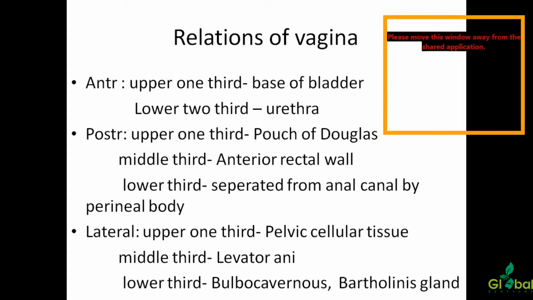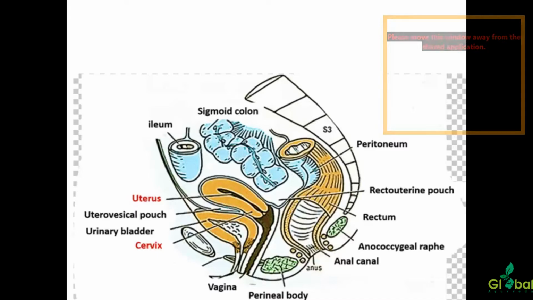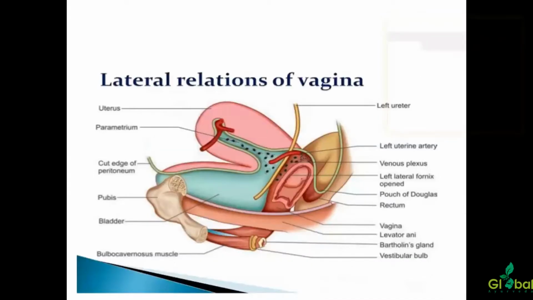Laterally, the upper one third is related to pelvic cellular tissue, the middle third to levator ani, and the lower third to bulbocavernosus and Bartholin's gland. This is the picture showing the different relations. Then this is the picture showing the lateral relations of the vagina.